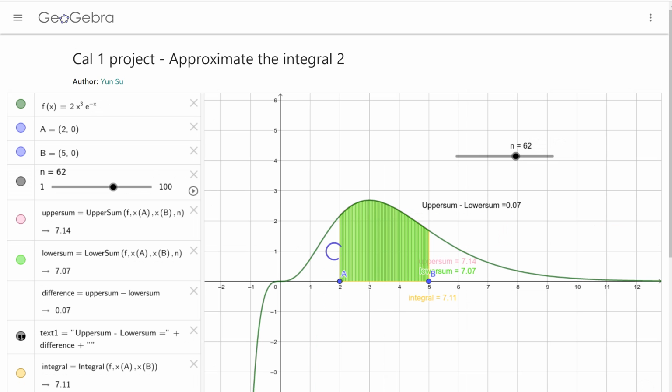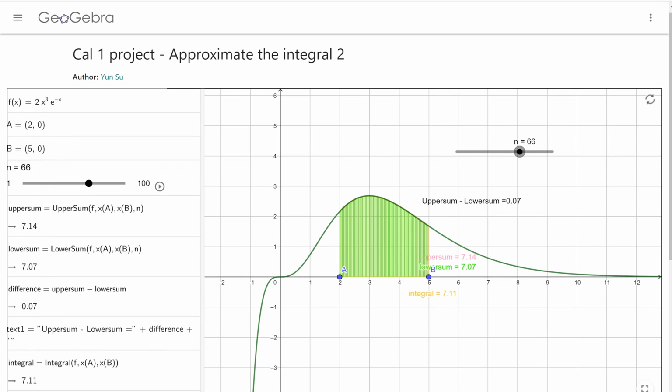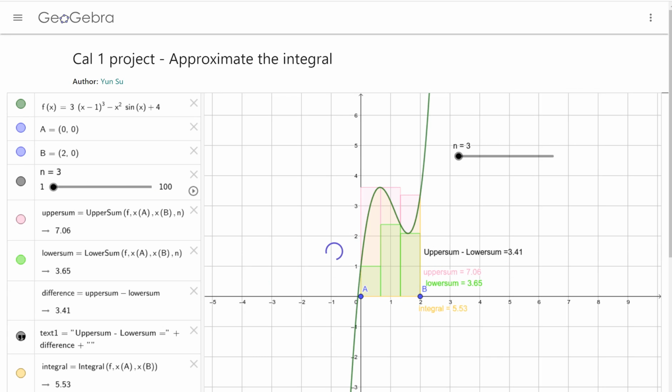And then for the next example, we have this picture. Same thing, we want to calculate the green area. When we let n go up, you can see the upper sum is the pink area, the lower sum is the green area, and the integral, the orange area, is bounded between them. When we increase the number of rectangles, you can see those numbers getting closer and closer. Very close, right? And then one more example here.